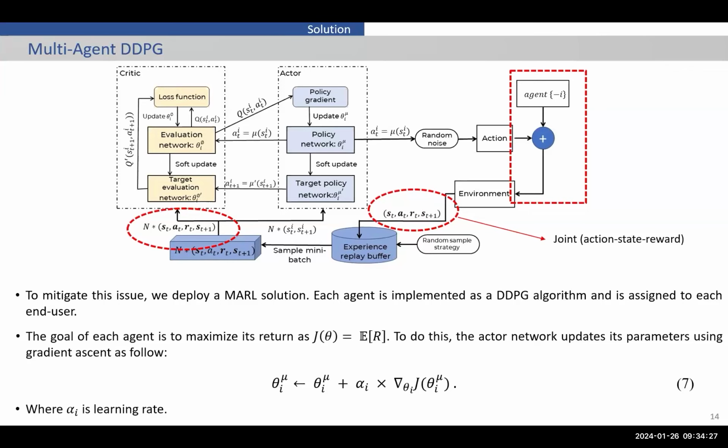So the whole goal of reinforcement learning is to maximize its return, this one, J theta. And to maximize this, which is the expected reward, as I said, this is the goal of reinforcement learning. So the way that the reinforcement learning agent does this is by using gradient ascent, moving toward the gradient of this J. So here.